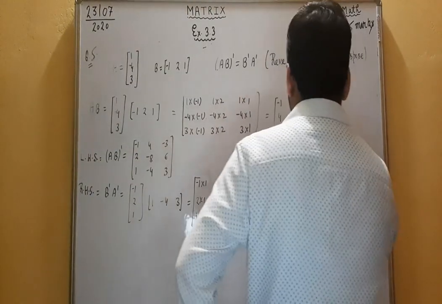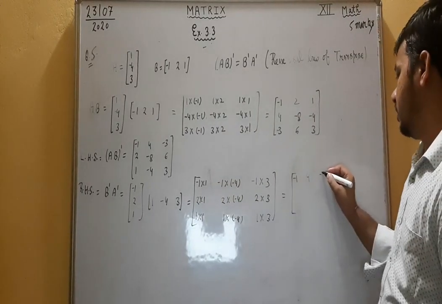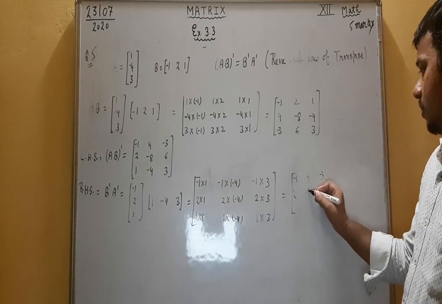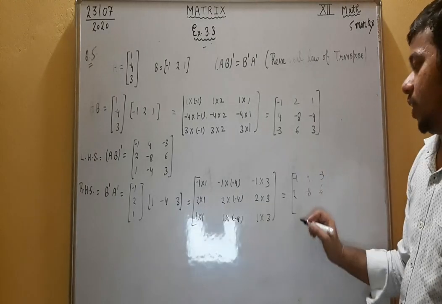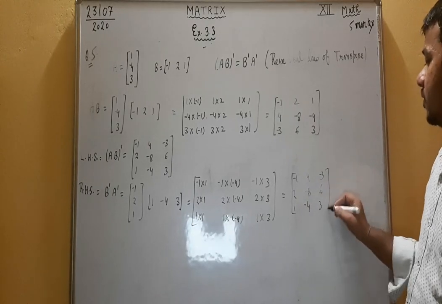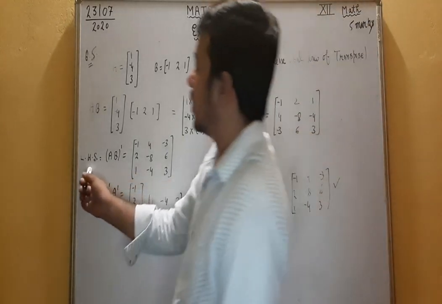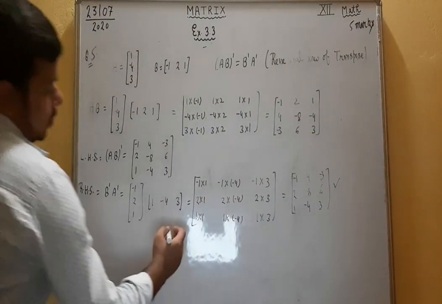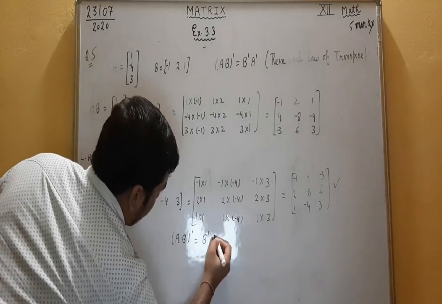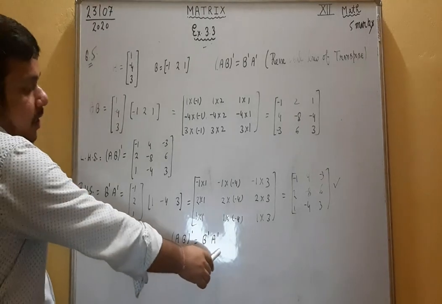See, minus 1, 4, minus 3; 2, minus 8, 6; 1, minus 4, 3, right? See these two matrices. These two matrices are the same. In this way, you have proved the reversal law for the transpose, meaning (AB) dash is equal to B dash A dash. Meaning after taking the transpose of the product, the order of the matrices will be changed.